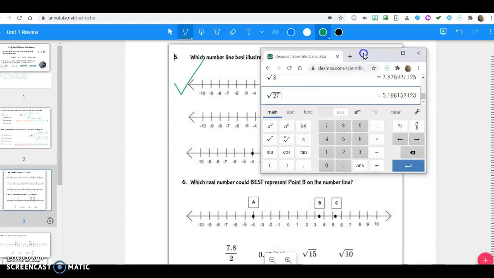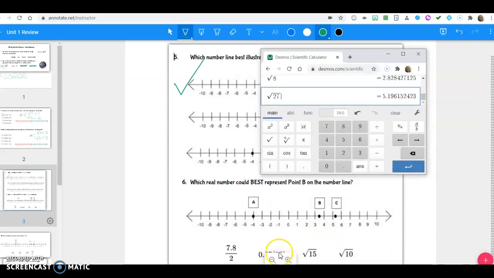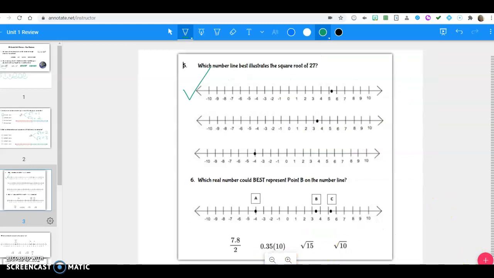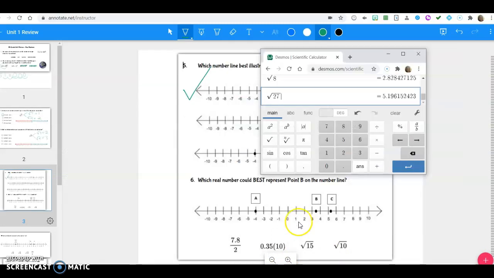Which real number could best represent point B on the number line? So I'm going to move my calculator up. All right, so here I'm looking at B. It's between 3 and 4. So I'm going to put this in my calculator. So I have 7.8 divided by 2. That gives me 3.9. I also have enter 0.35 times 10. That gives me, times 10, excuse me, 3.5.